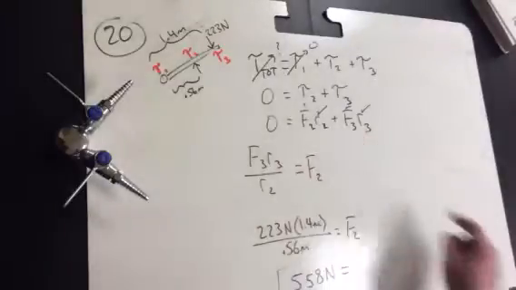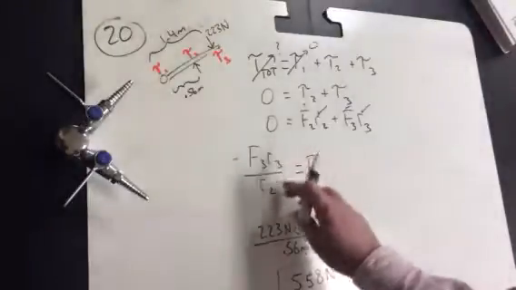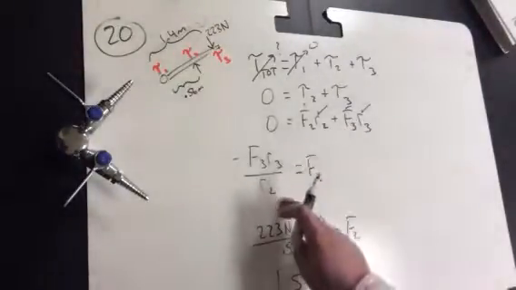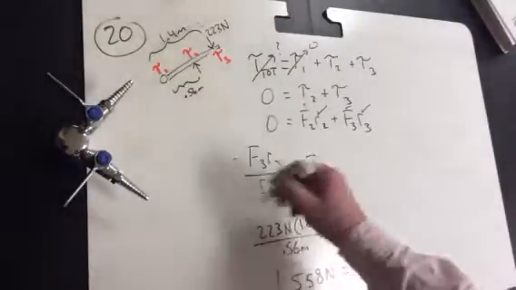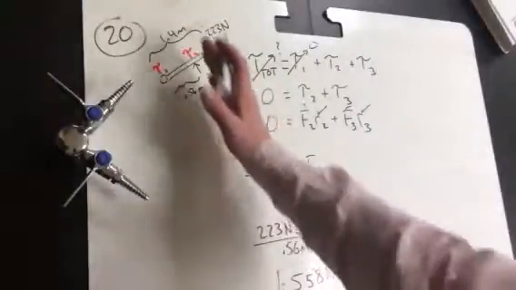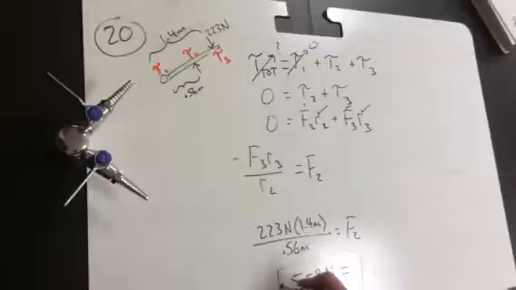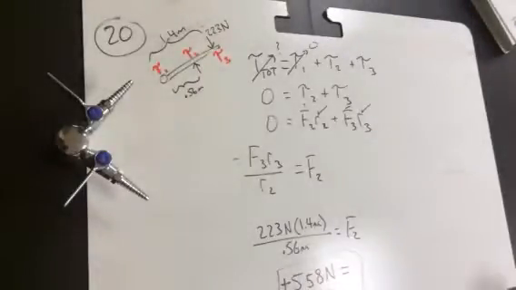Subtract force 3, radius 3. That could be a negative over here. And then divide each side by radius 2. You have force 2 is equal to this. Plug the numbers in, and you have 558 newtons. It could be negative. But as we see, if this is pushing this way, it's causing a counterclockwise rotation, so no matter what the sign is, you're going to call that 558.